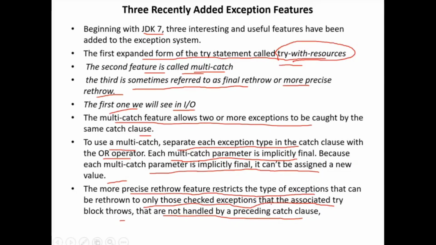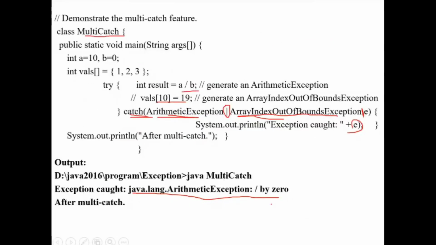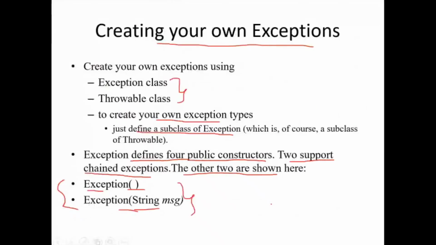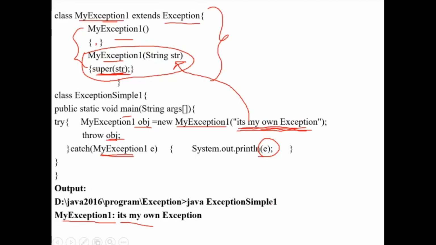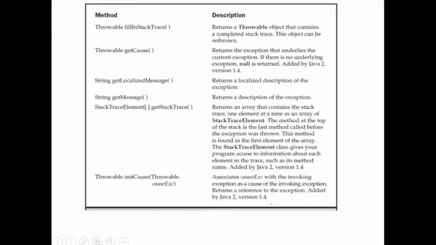And then more precise rethrow. You all have doubts in this, so I will explain it one more time using the JDK 1.6 compiler. Next, creating your own exception: that class must be a subclass of the Exception class or Throwable class, and you can override the toString method. If you override it, you avoid the class name and colon, and only the string returned by the toString method is printed. That's all; other than that, there is nothing more in exception handling.